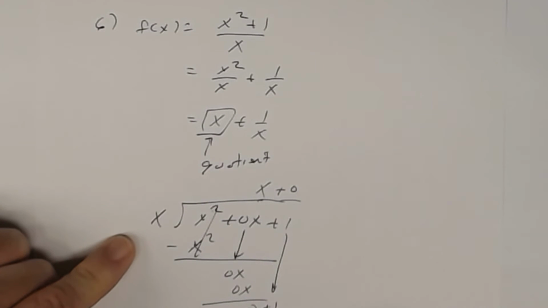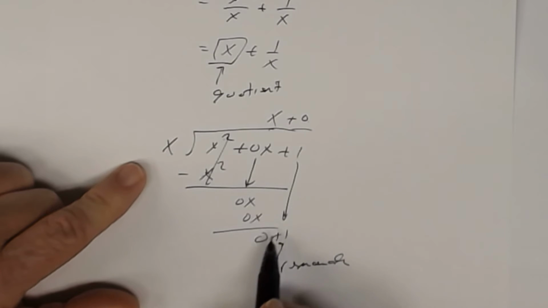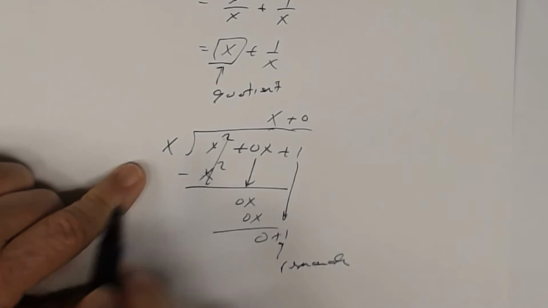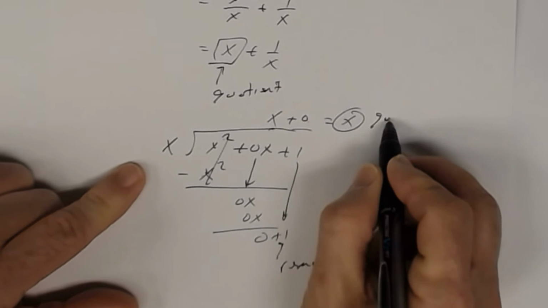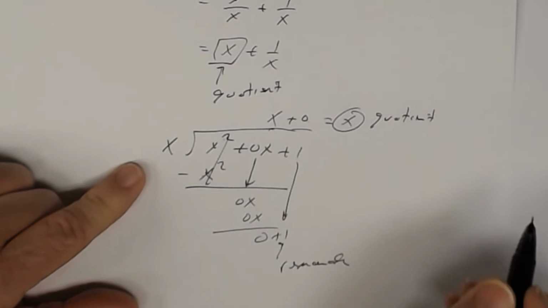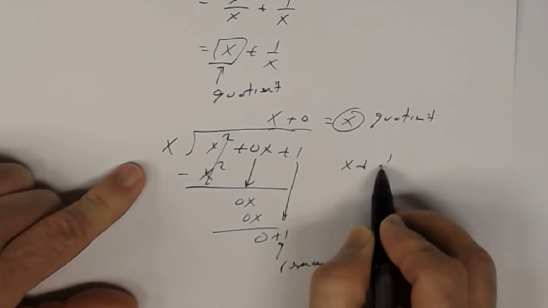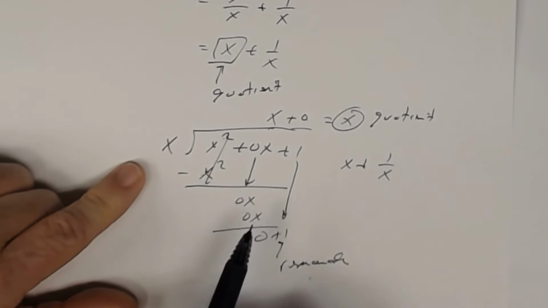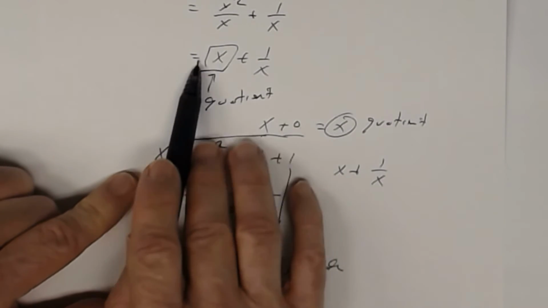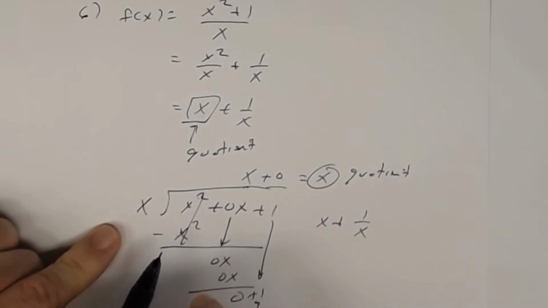And then this 1 right here is your remainder. Because remember, the degree of the constant 1 is 0, and 0 is less than the degree here, which is 1. So your quotient is just x, because x plus 0 is x. And so when you write it, you'll say x plus 1 divided by x. So the remainder divided by the divisor. And that's what you see here. So this is your quotient right there. That's your quotient. All right?